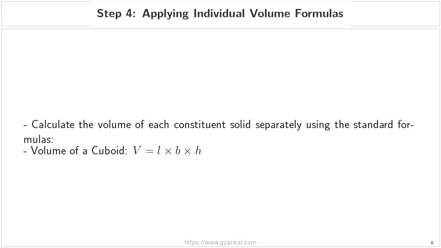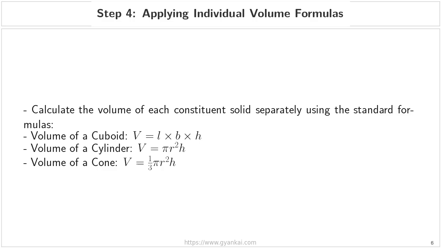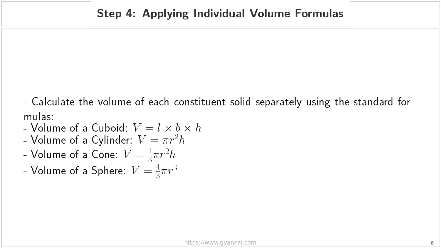First, for a cuboid, the volume is length times breadth times height. Next, for a cylinder, the volume is pi times the radius squared, times the height. If you are dealing with a cone, remember that it is exactly 1/3 of a cylinder with the same dimensions, so the formula is 1/3 pi times the radius squared times the height. For a full sphere, the formula is 4/3 pi times the radius cubed.